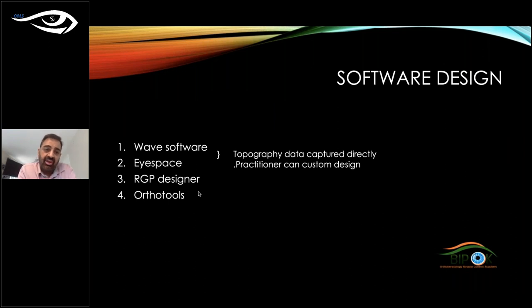I've just explained to you about Wave software and iSpace, because the topography data is captured directly, and the practitioner can custom design from there. RGP Designer and OrthoTool are basically software where you put your data in and you design the lens. So it's like an artist. I give you all the paints and the brushes, and then you design to do your artwork. So those two are actually giving you the space to do your own artwork. And orthokeratology, I call it either engineering or artwork.